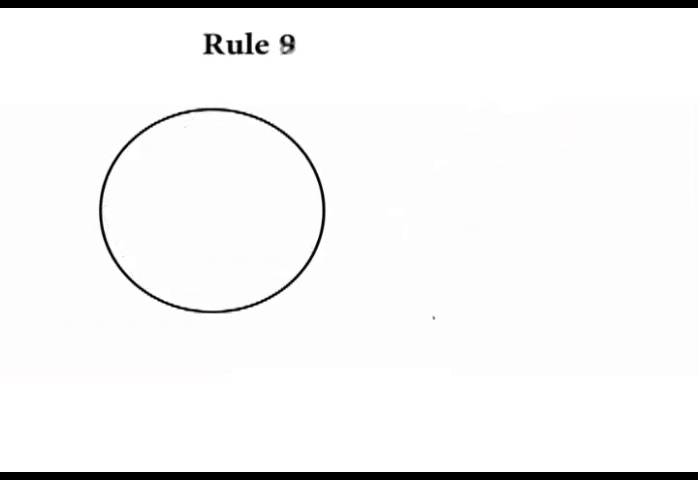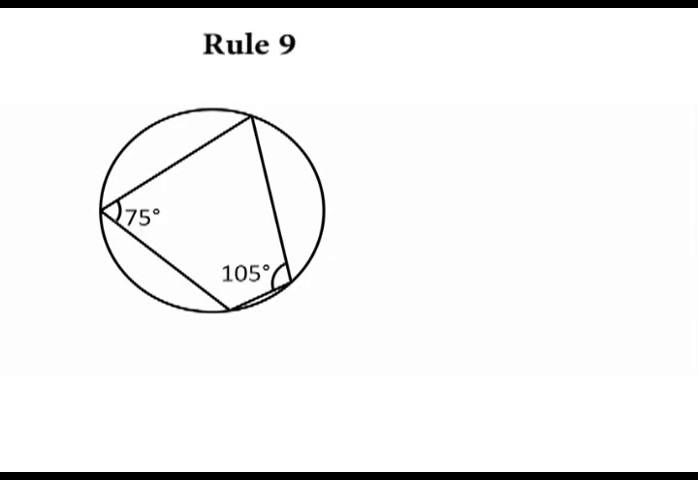Finally, the last rule, rule number 9. This is very similar to rule 8. It talks about cyclic quadrilateral, and we just learned that opposite angles are supplementary. Now, if we extend this one side, you notice that it makes a straight line. And we know that angles on a straight line add up to 180 degrees. So this angle here must be 75 degrees.